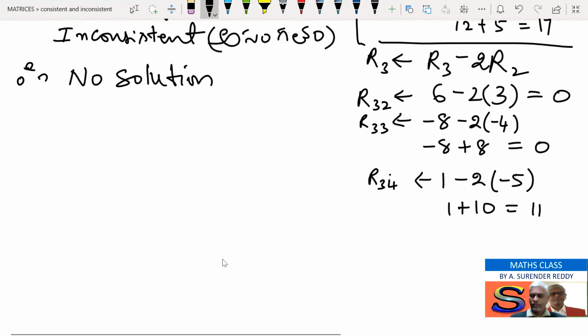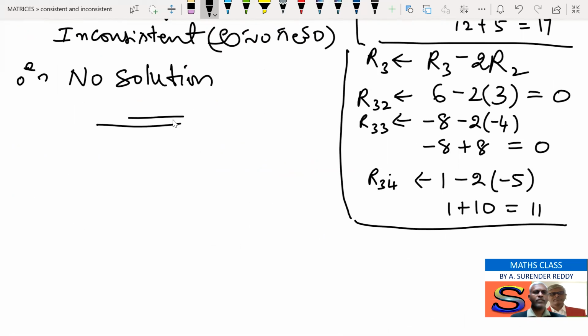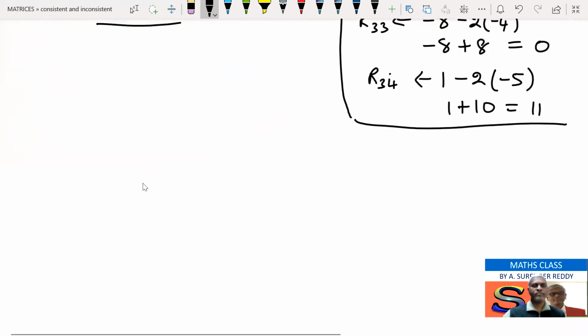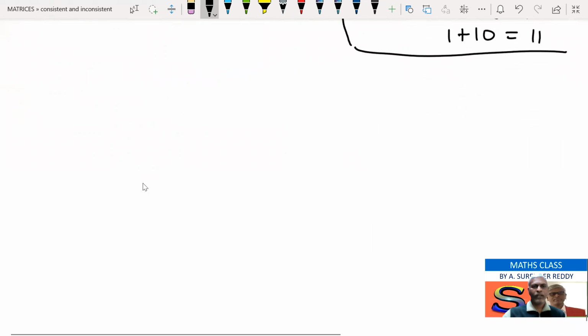So for this system of equations, there is no solution. That's why it is called inconsistent. For no solution, it is inconsistent, and the rank of A is not equal to the rank of AD. If the ranks are equal, it is consistent. If the ranks are not equal, then it is inconsistent. So the given system is inconsistent. Now let us consider another.